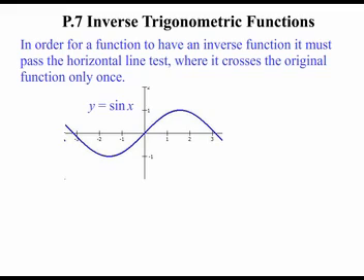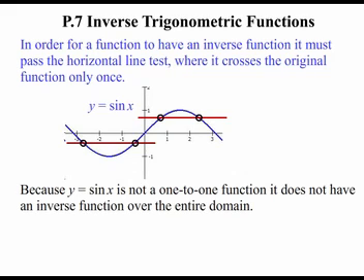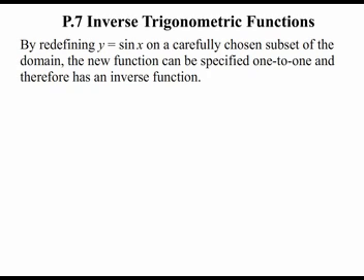Here you see y equals sine x, and here you see that it fails the horizontal line test. So y equals sine x is not a one-to-one function over its entire domain, so it does not have an inverse function over that. But if we redefine y equals sine x on a carefully chosen domain, the new function can be made one-to-one and therefore has an inverse function.